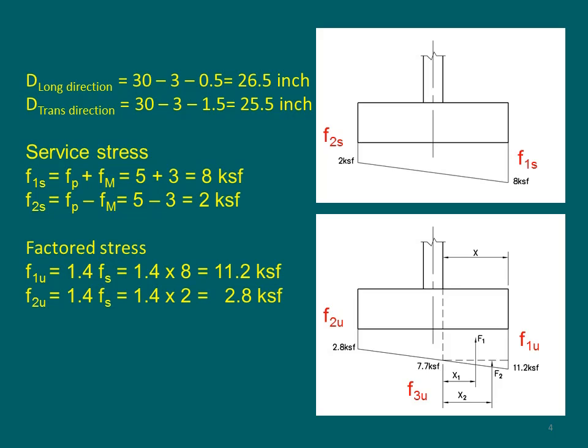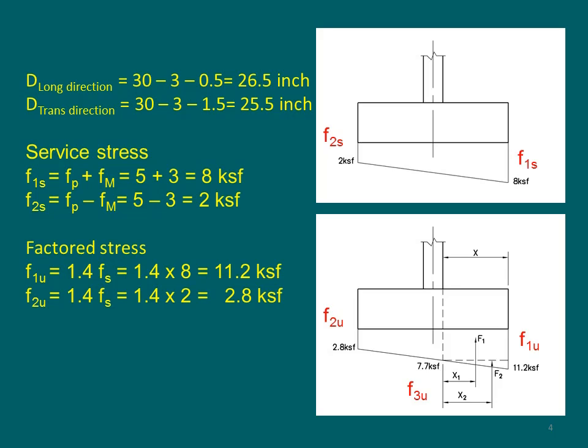The difference is going to be equal to 2 ksf. It's going to be 5 minus 3. Therefore, the right hand side stress is going to be 8 ksf. The left hand side stress is going to be equal to 2 ksf. This is here due to service stresses. And with that, you should be able to size the footing and do exactly what we have done in the previous slide set. Now I need to determine the steel within this footing.